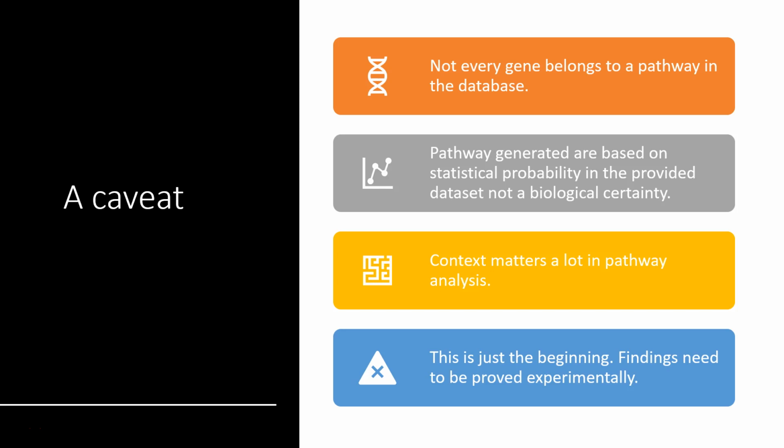Finally, whatever results you get, no matter how robust your experimental design, this is just the beginning. This is just the start of your experiment. Using that data that you find from the pathway analysis, you can design future experiments, and you would still need to prove those findings experimentally for them to have any weight. So that's all we have for this basic introduction. Now we will look into Reactome as a tool to study genes and proteins we find differentially expressed.